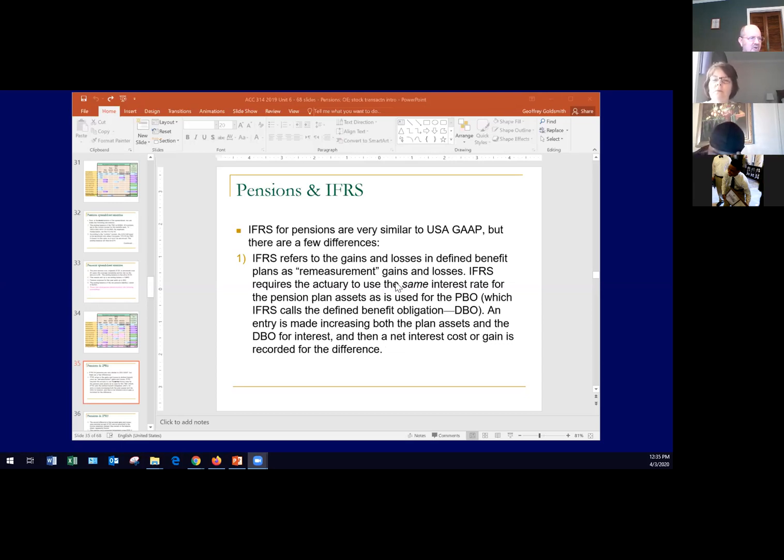I'm not sure why they said it had to be the same interest rate, because in the United States, you would know 10% is the long-term average rate of return on the stock market. And so it makes sense to use that for plan assets, while interest rates vary from company to company depending on their levels of risk and how the economy is doing.